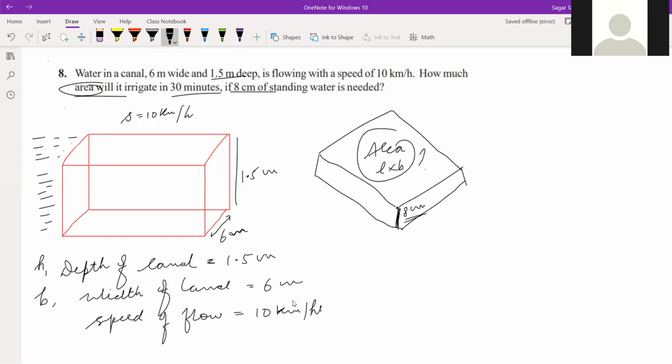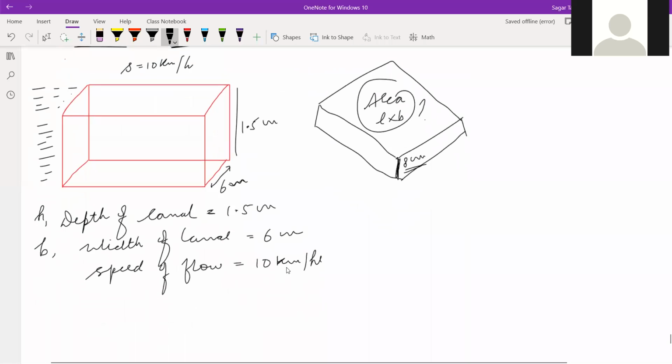The unit given in this is not matching with the unit given in the question. So here the time is in minutes, so we are converting hour into minutes, and the distance is in meters, so we are converting it into meters. So 10 multiplied by 1000 to convert into meters, and 1 hour multiplied by 60 to convert into minutes.